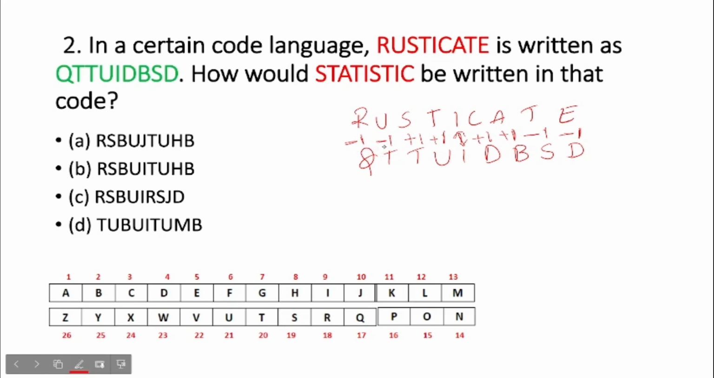So the first two letters are minus, the next two are plus, the middle one is constant, and again two letters are plus, and the last two letters are minus. If we apply the same logic to statistic, we can find out the answer. Statistic.